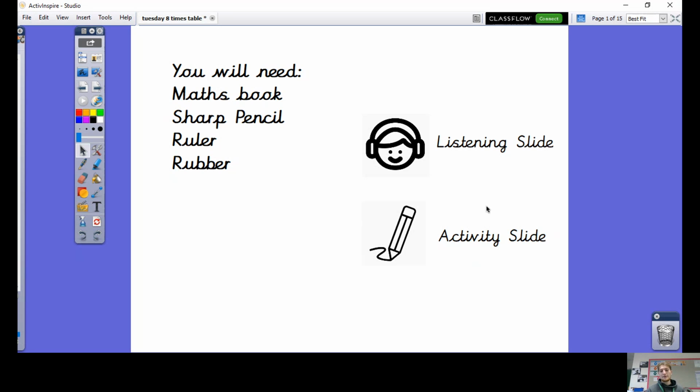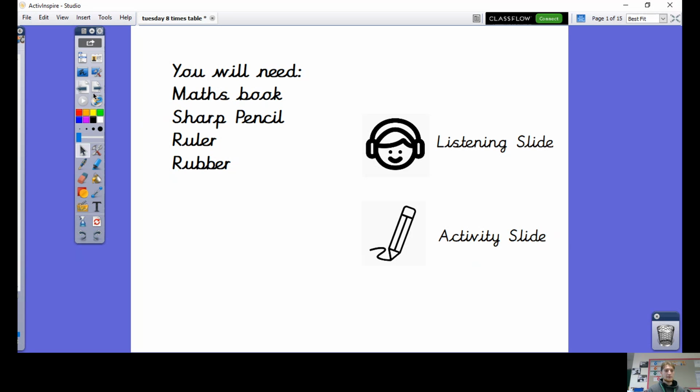And then we have the activity slide. So if you see this, this means we're going to have something which we need to write in our book. And it'll be pretty straightforward what we need to write. I will explain it when we get to the slides. But if you see that, get your pencil ready, get your book ready, so you know you need to write something.